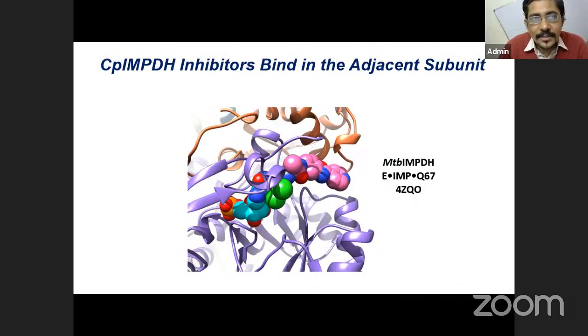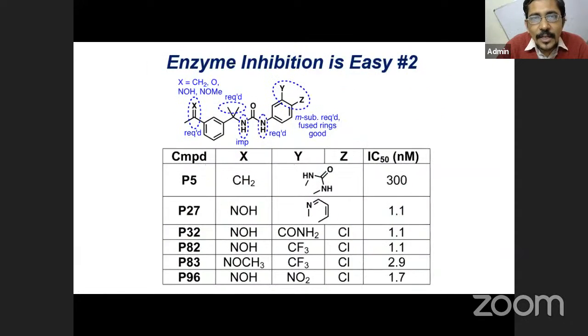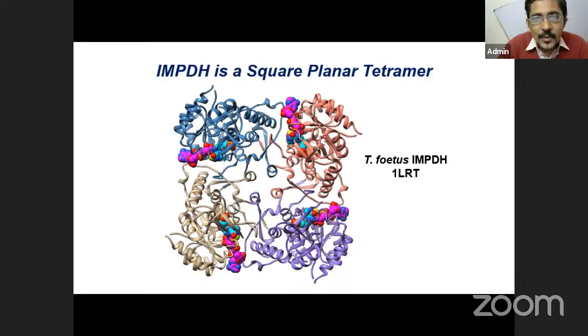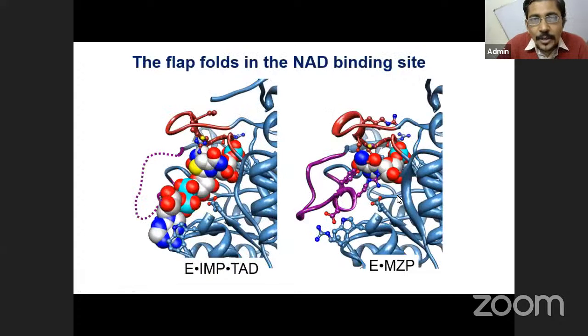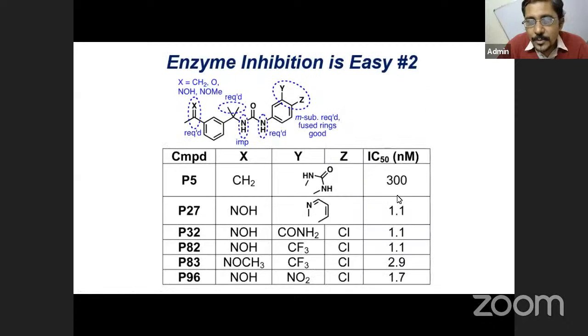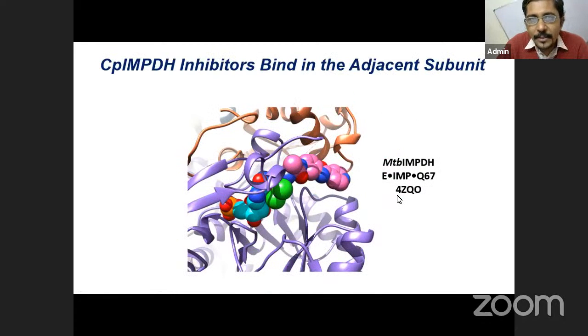Here is the thing I wanted to mention. In one of my earlier slides, if you remember, let me go back and bring it over here again, I said that IMPDH is a square planar tetramer. So four units are there in the enzyme. That is very important to know if you really want to engineer the drug in a correct manner. These inhibitors bind in the adjacent subunit. The enzyme is tetrameric in nature, and some part of the inhibitor binds into one pocket and some part goes into another pocket. Some is over here and some is located over here.